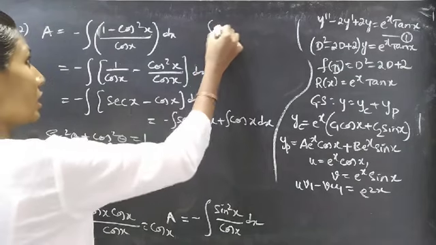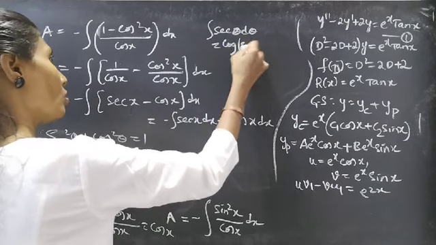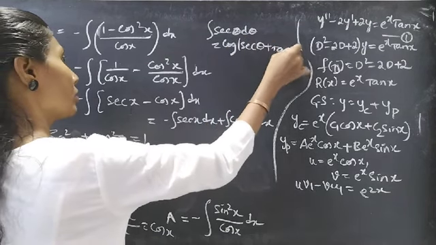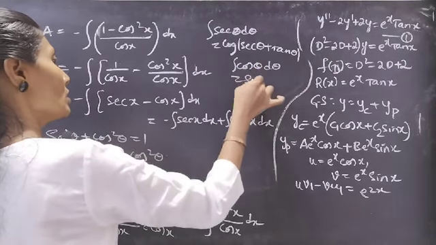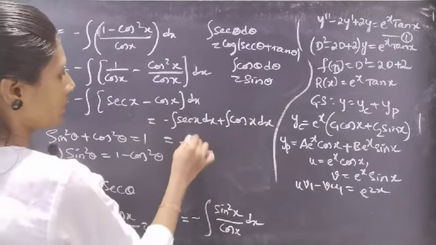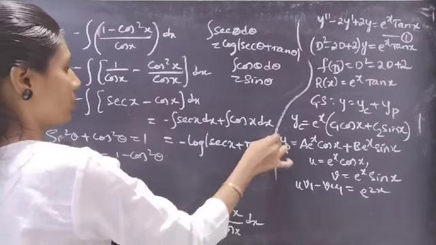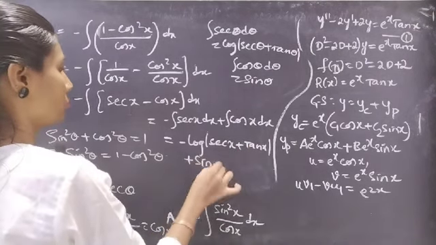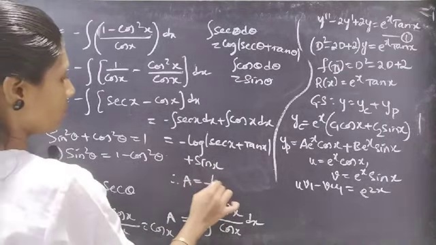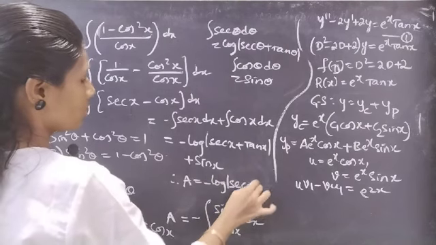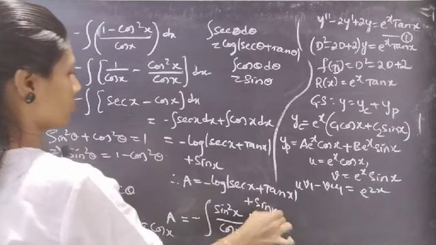Since we know that integral secant theta d theta equal to log mod secant theta plus tan theta, and integral cos theta d theta equal to sin theta. So we'll get minus log mod secant x plus tan x plus sin x, okay, which is our required a. Therefore a equal to minus log mod secant x plus tan x plus sin x. Let's now find b.